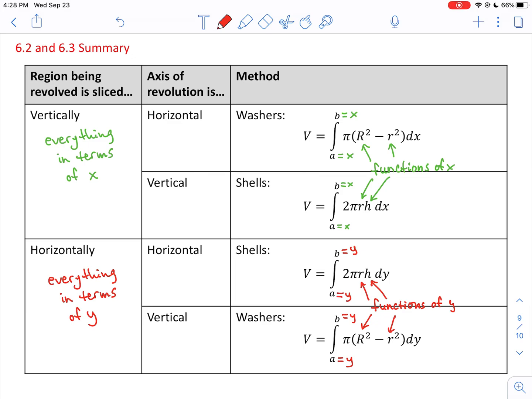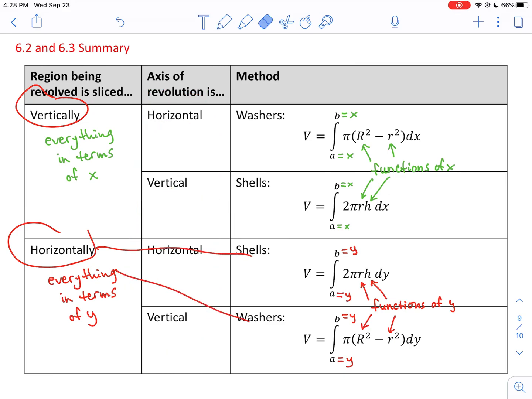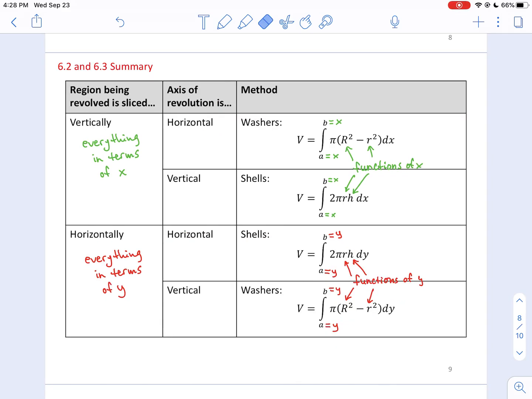All right, so that's your flowchart, deciding which method to use depending on how you slice through the region. Make this choice here, and then think about what your axis of revolution is, and then let the flowchart take you to the correct formula to go from there. That's all we're going to do regarding how to find the volume of a solid that was obtained by revolving a region around some sort of axis.